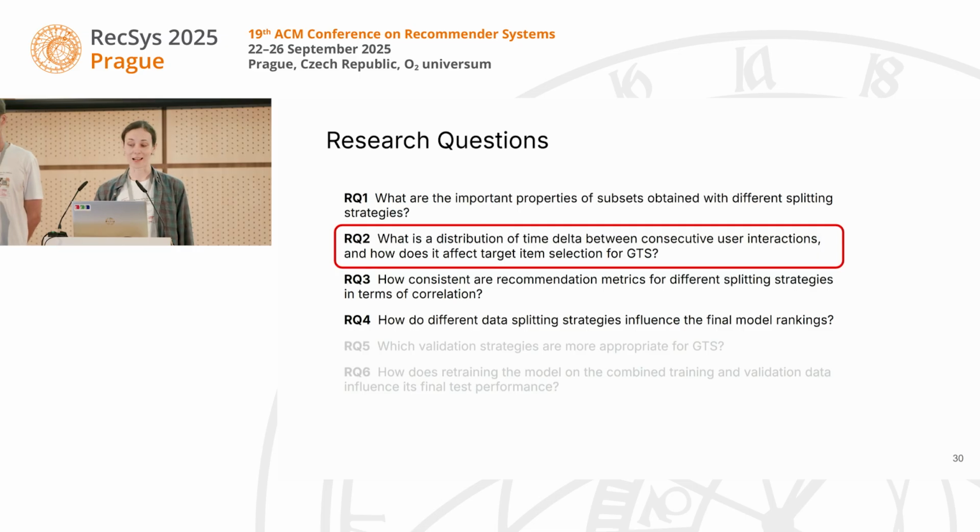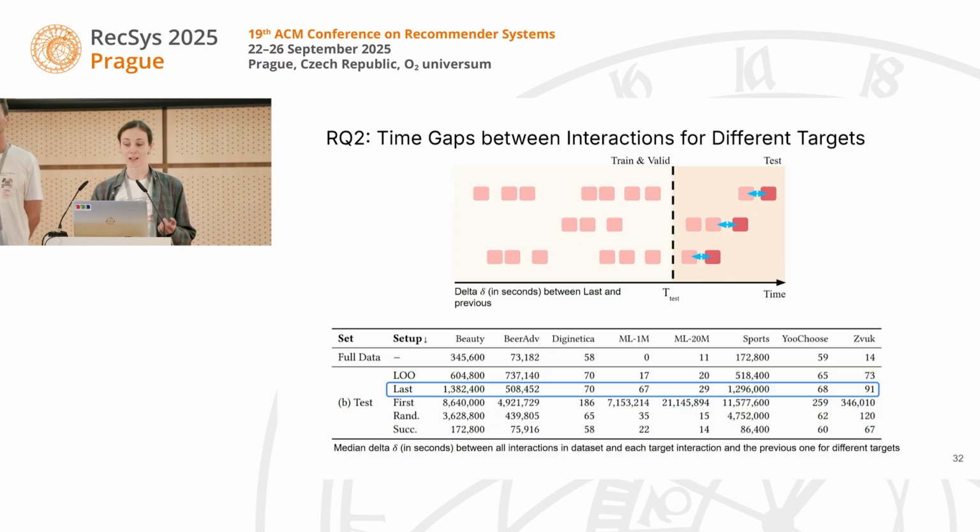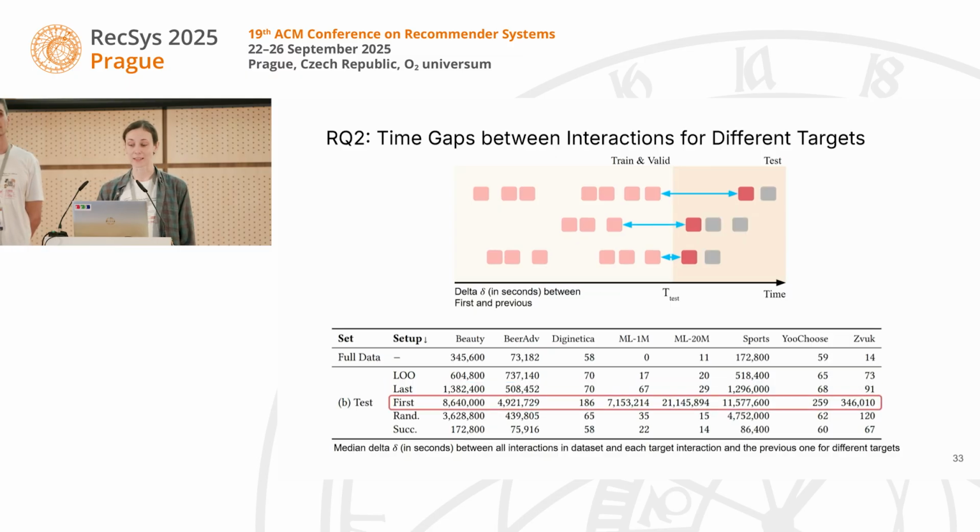Are the targets equal in terms of temporal properties of interactions? We compared time gaps between interactions in the dataset, and specifically between the target items and the previous one. Here are examples for the last and first targets. Across datasets, the first post-cutoff item demonstrates much longer time intervals, which could be attributed to the session-based nature of user activity.